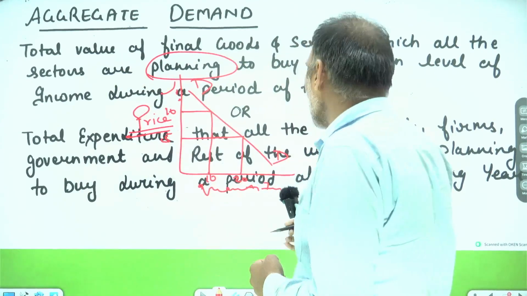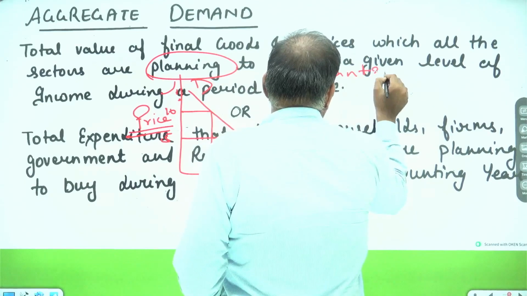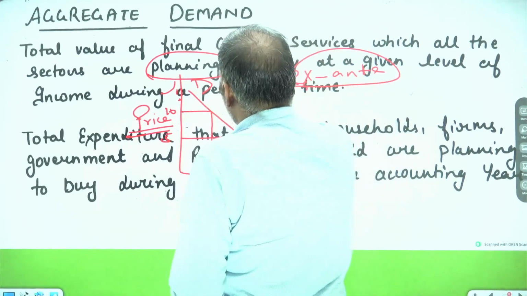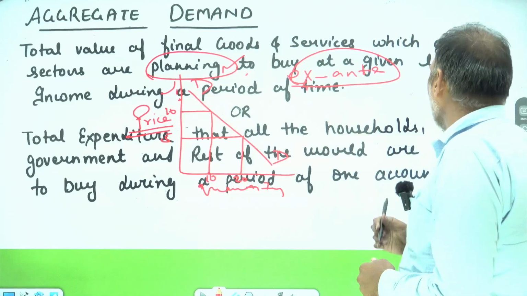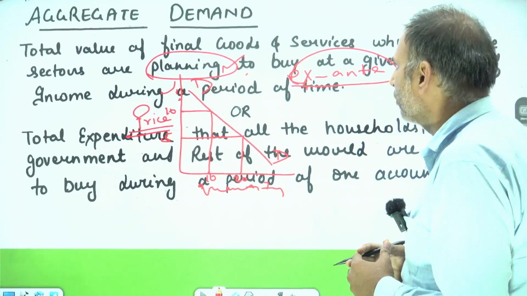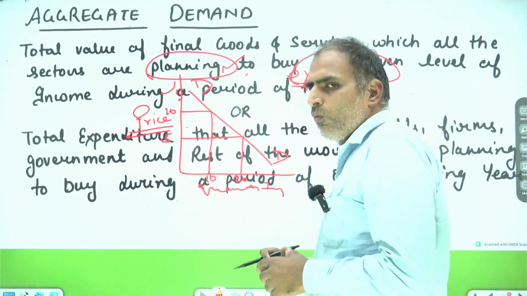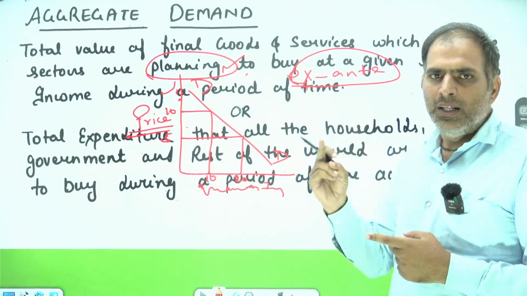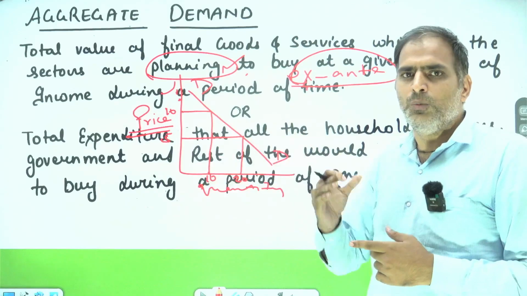It is ex-ante buying, ex-ante demand, and ex-ante supply. Ex-ante means what is planned to buy, at a given level of income during a period of time. So we can say that aggregate demand means what we are demanding, which is expected to be done in the near future.